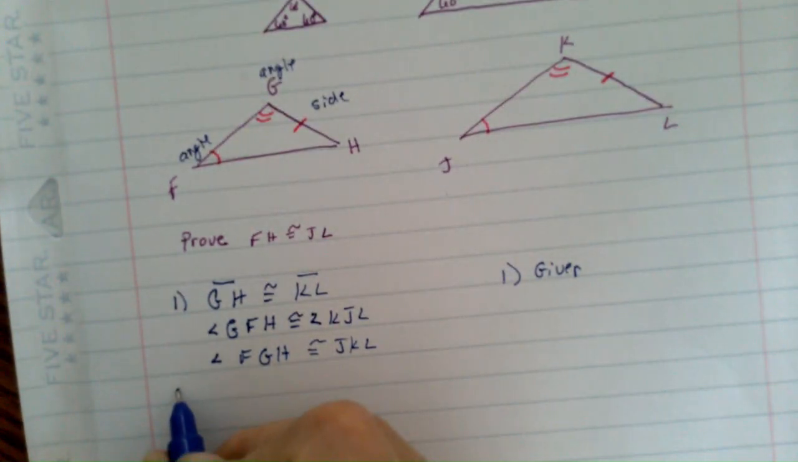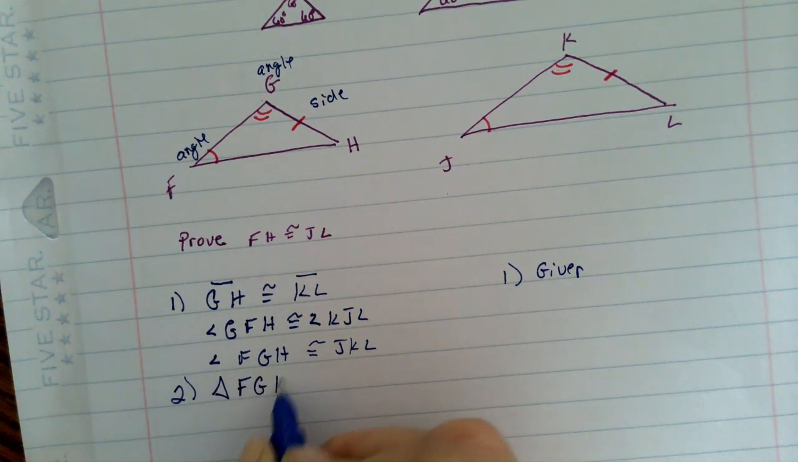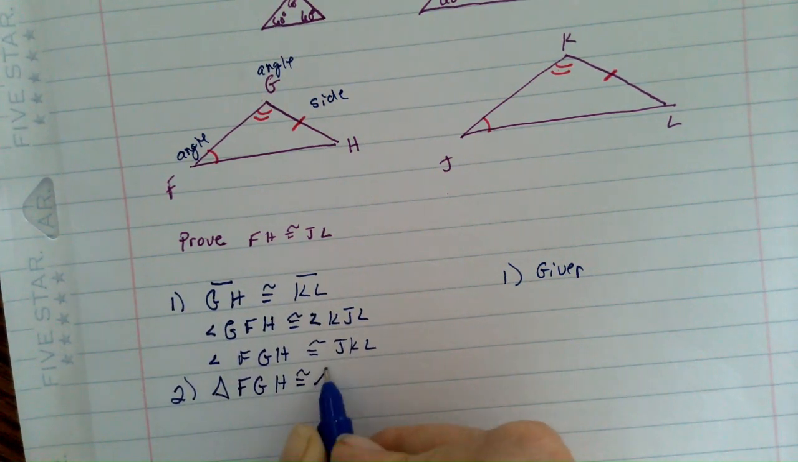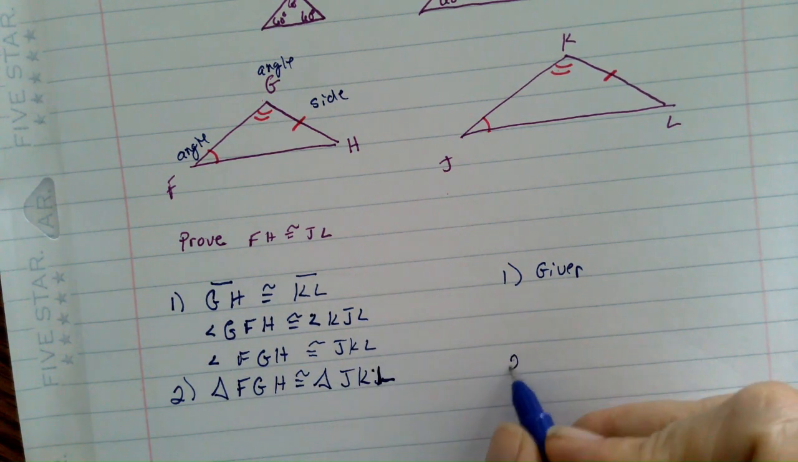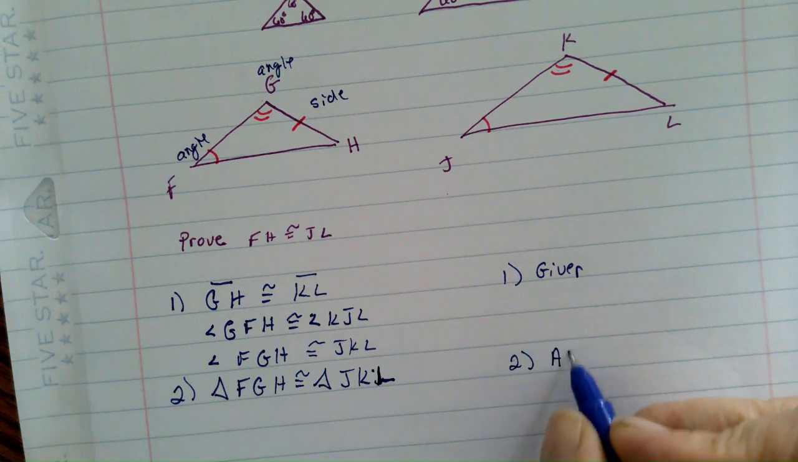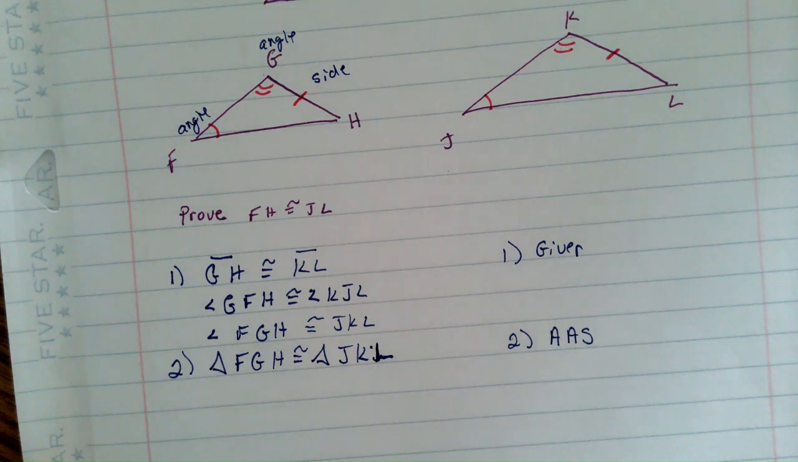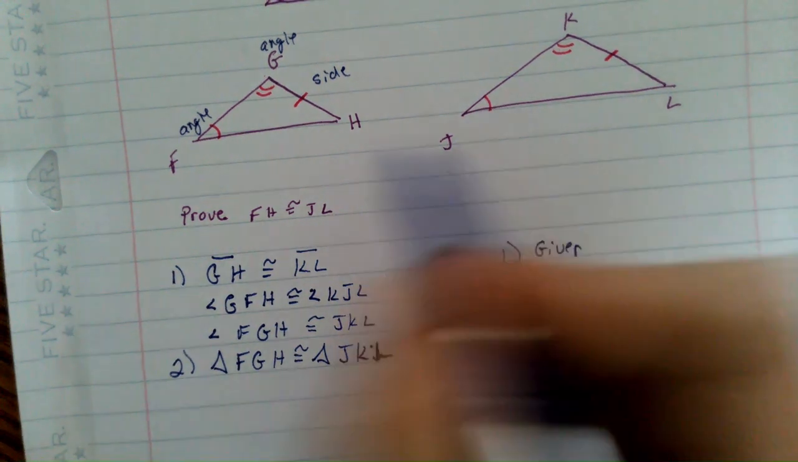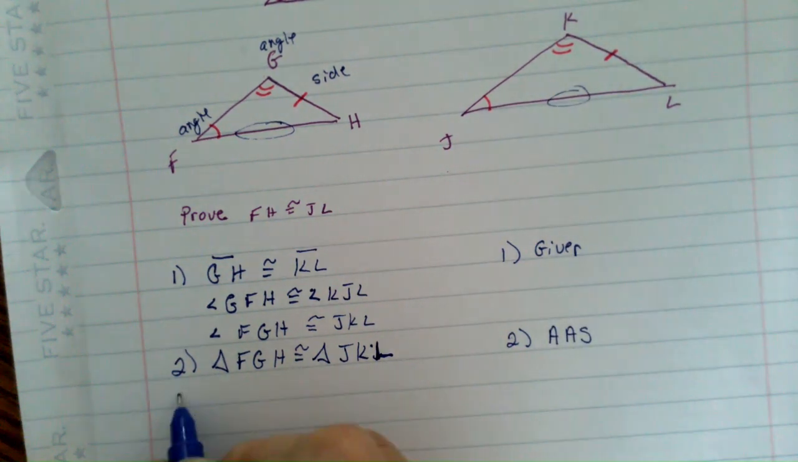So we can now say triangle FGH is congruent to triangle JKL. Oops, I almost wrote a second J. And the reason for that is angle, angle, side. Now that we've said that, now we can say that FH and JL are congruent.